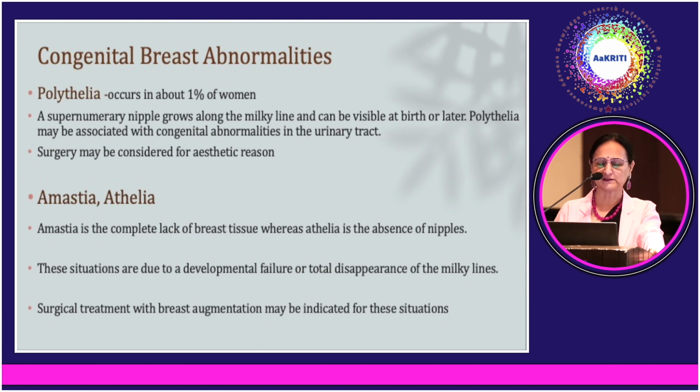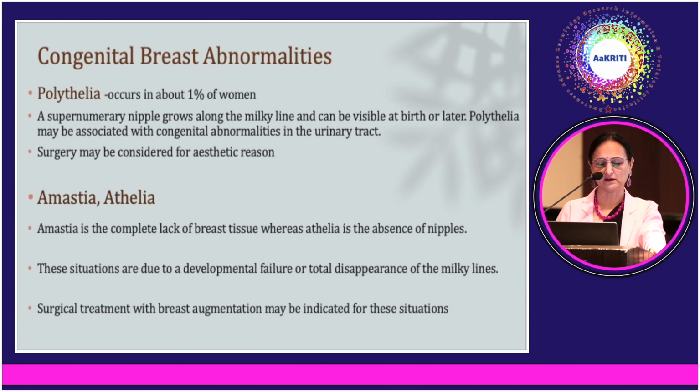Now, polythelia occurs in about 1% of women. A supernumerary nipple grows along the milk line and can be visible at birth, or polythelia may be associated with congenital abnormalities in the urinary tract as well. Surgeries may be considered for aesthetic reasons.